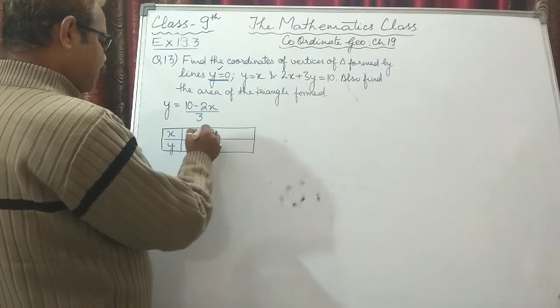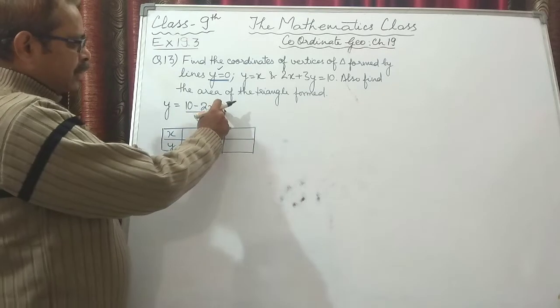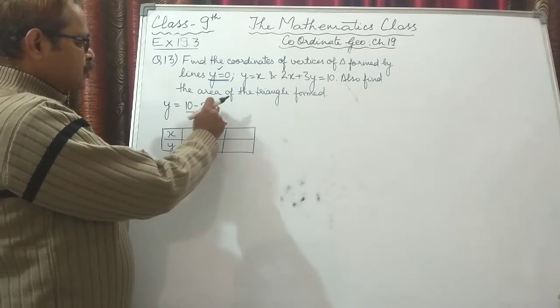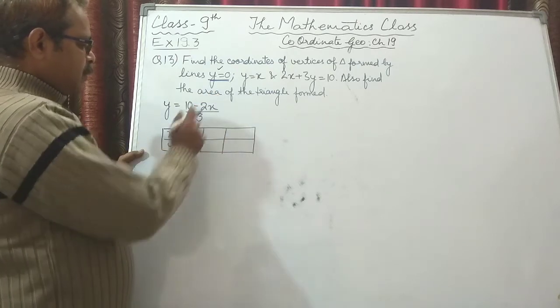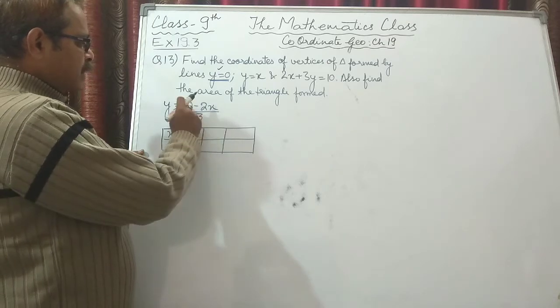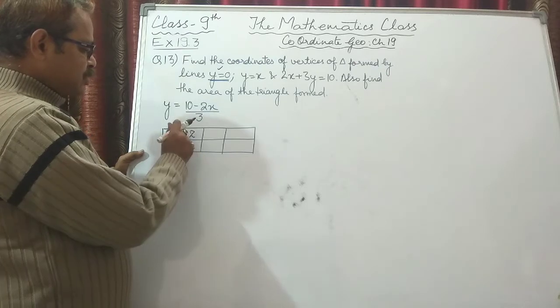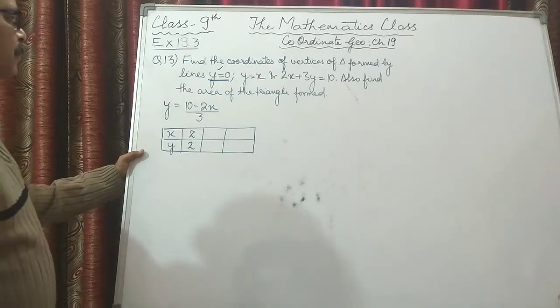X and y. I want in the numerator a number which is a multiple of 3. So if I want 6 in the numerator, I can take the value of x as 2. So 2 2s are 4, 10 minus 4 is 6, 6 upon 3 is 2. At x is equal to 2, y is also equal to 2.